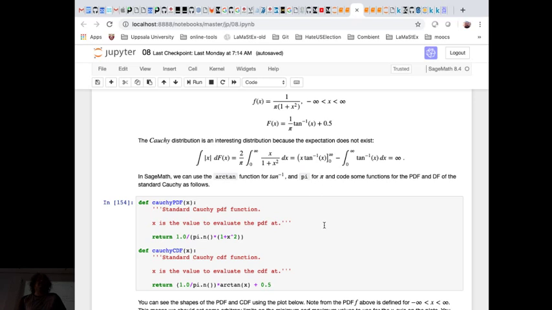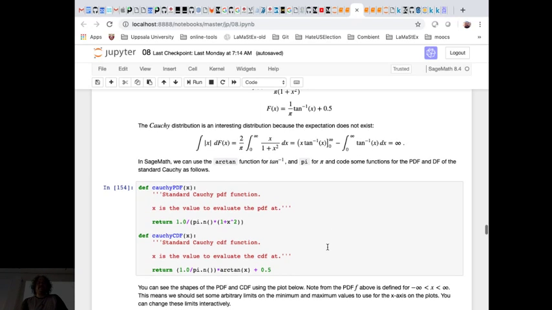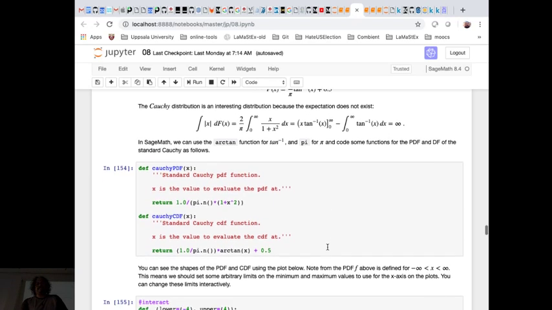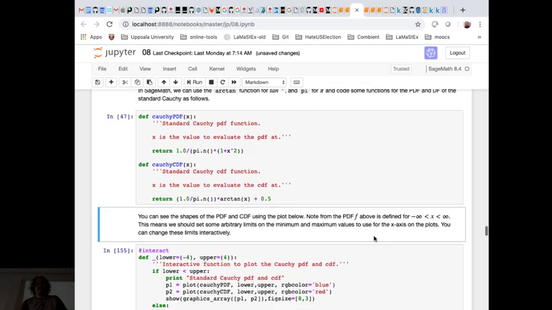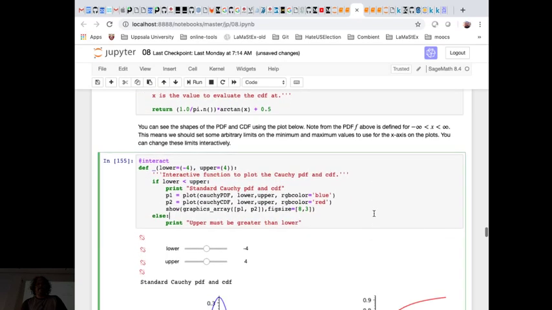Well, it's infinite. The expectation is infinity. So then we say that it does not exist. In Sage Math, we use arctan for tan inverse and pi for pi. And we can code the PDF and CDF, the distribution function for Cauchy, like this.